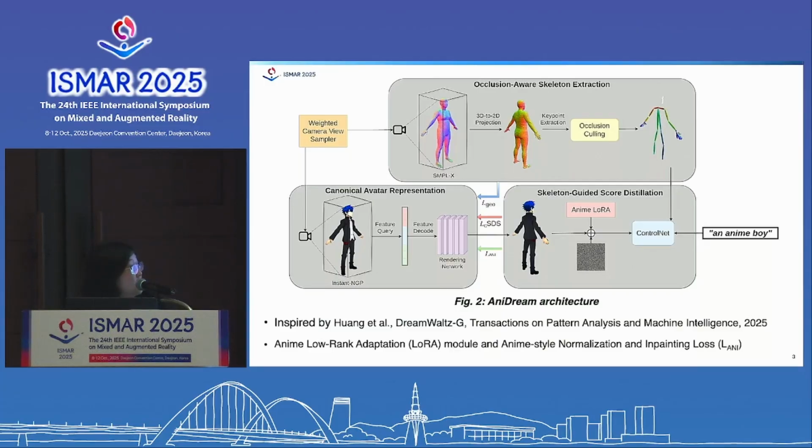So as you can see here, through a process of exchanging loss values, the appearance of the avatar is changed little by little throughout the epochs. For each epoch, we have a different camera view sample. This pipeline is inspired by DreamWaltz-G, which was presented this year. Our main methodological contributions are a LoRA module and also anime style normalization and inpainting loss.